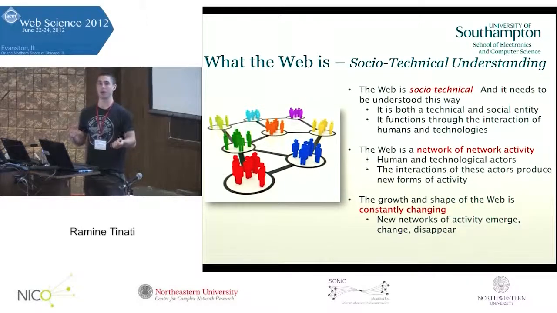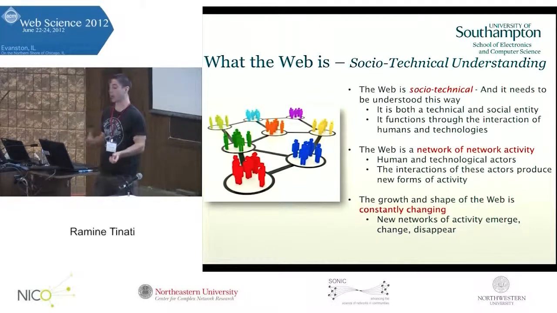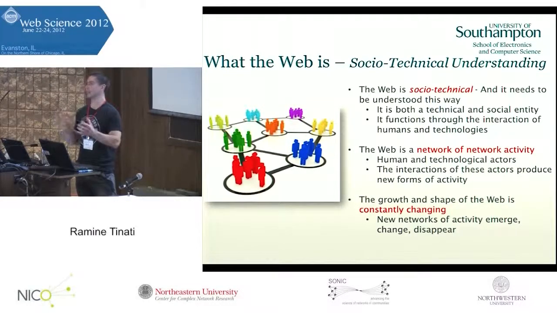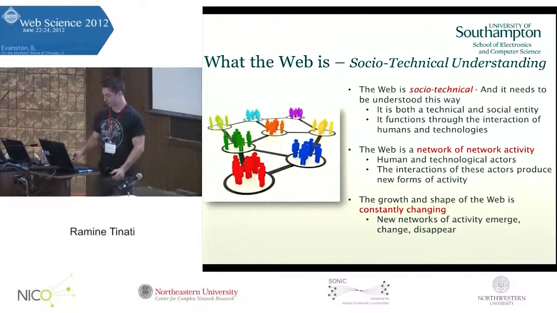The web is a network of activities. And these activities are constantly changing and evolving and merging and growing and disappearing. So something like you have your MySpace and it disappears, and then you have Facebook, and these are always changing. And what the web really is, and what the shape of the web is, is all these different activities coming together.